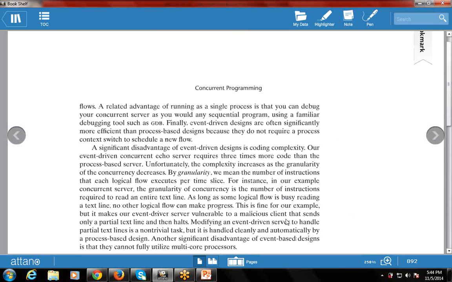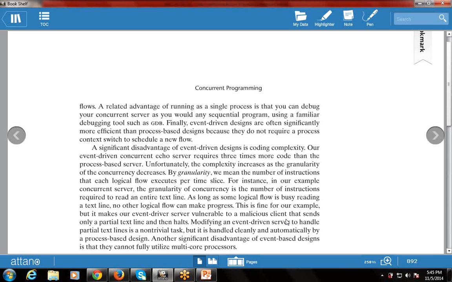The next advantage of running a single process is that you can debug your concurrent server as you would any sequential program. That is, it is very easy to debug the server when there is only a single process by using GDB, the debugging tool.